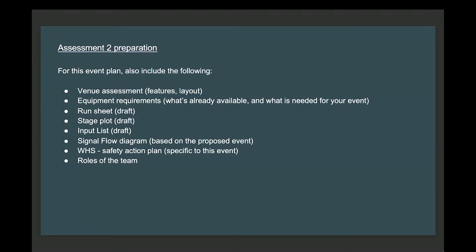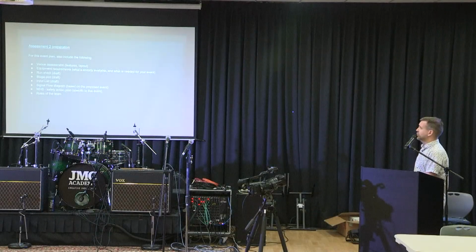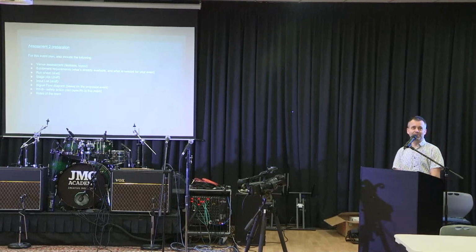We need to get a run sheet together, a stage plot, an input list in terms of audio, and a signal flow diagram. We've got an action plan and risk assessment. To be honest, I'd like that to be in risk assessment form. And we need to start sorting out the roles for the team and the jobs. We've talked about lots of this already. I don't know whether we're well ahead of the game, but we've certainly got some delay. Where's that delay coming from? Cool. Next slide, please.